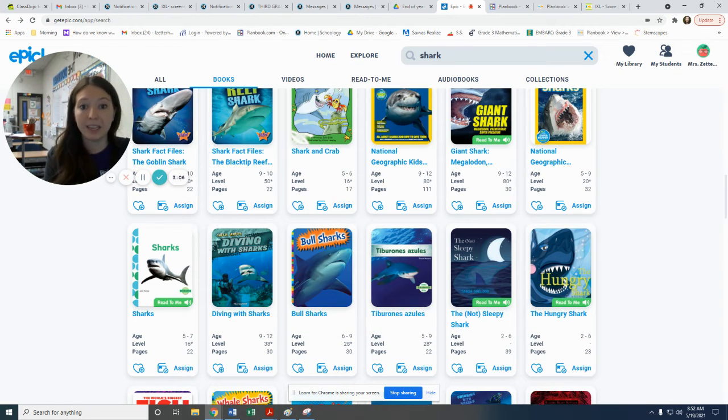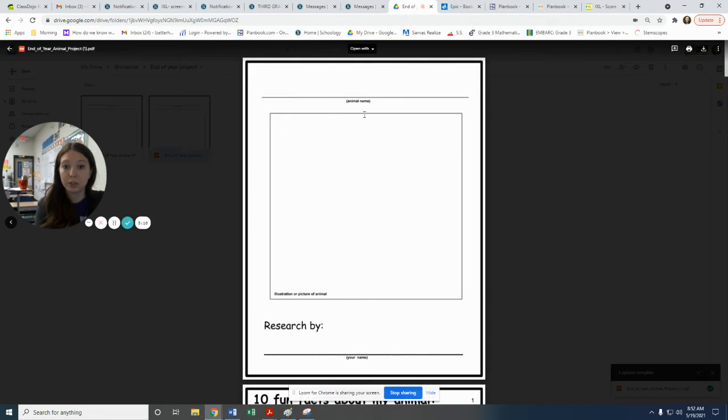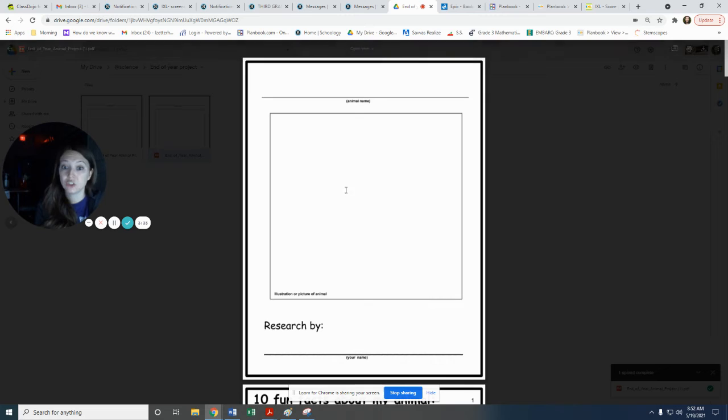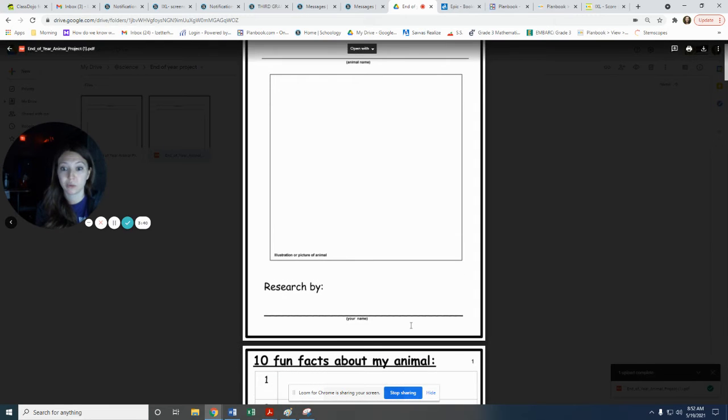So this first day you're picking your animal. It doesn't have to be sharks. It could be a bunch of different choices, but there needs to be a book about it on Epic and it needs to be specific. Once you have done that, your job on day one is just to complete the cover. You'll write the name of your animal up here. So if you picked bull shark, you'd write or type the name of the bull shark. Then it says illustration or picture of animal. Depending on what your teacher says, or if you're working online, you will either draw a picture or you will insert a picture from Google. And then research by, and this is where you are going to put your name because you are the researcher.